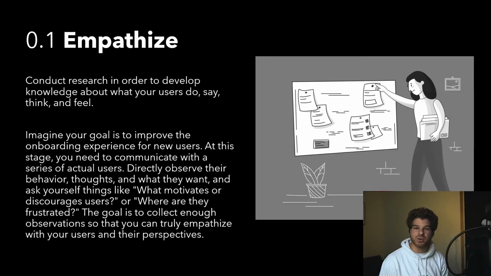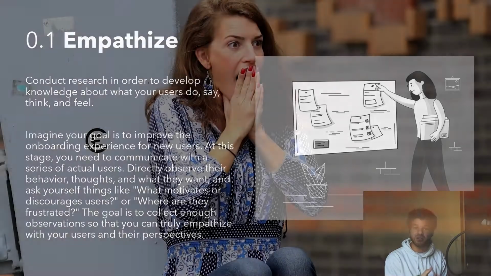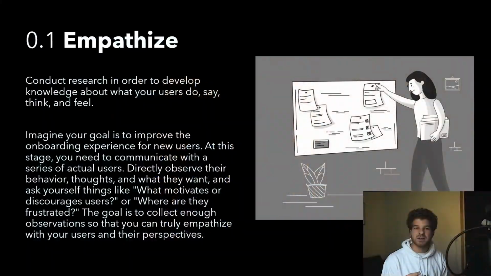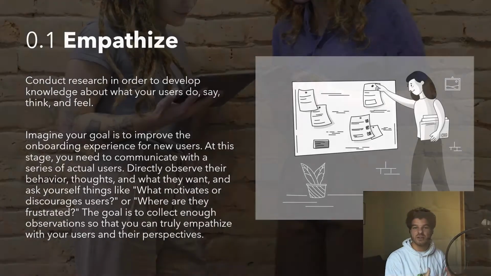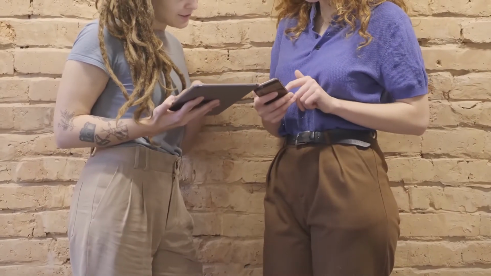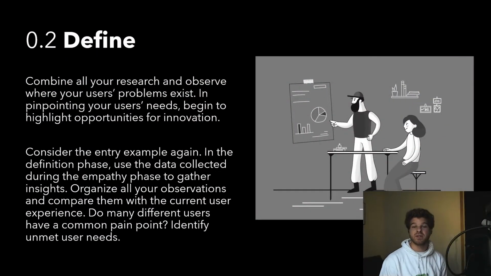Imagine your goal is to improve the onboarding experience for new users. An onboarding experience is basically their first experience with your product and you want to hook them in. At this stage, it's necessary to connect with actual users and understand what they feel and think while using the product. And you should ask yourself, what features of my product reduce the motivation of the users, or what features of my product actually motivates my users to use the product? The goal here is to collect enough data to actually know what your users think, so you can use this in later stages.